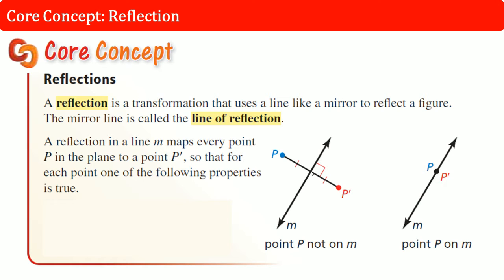That is the uniqueness of the reflection. If the image is right on the line of reflection and it reflects, it stays on that line.